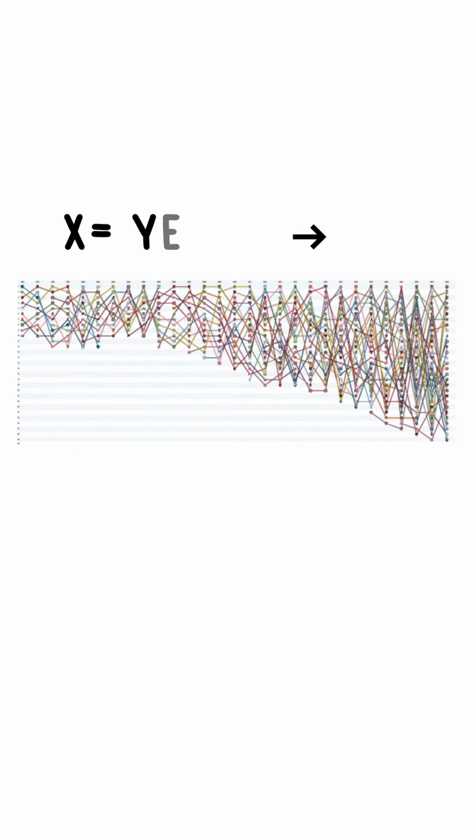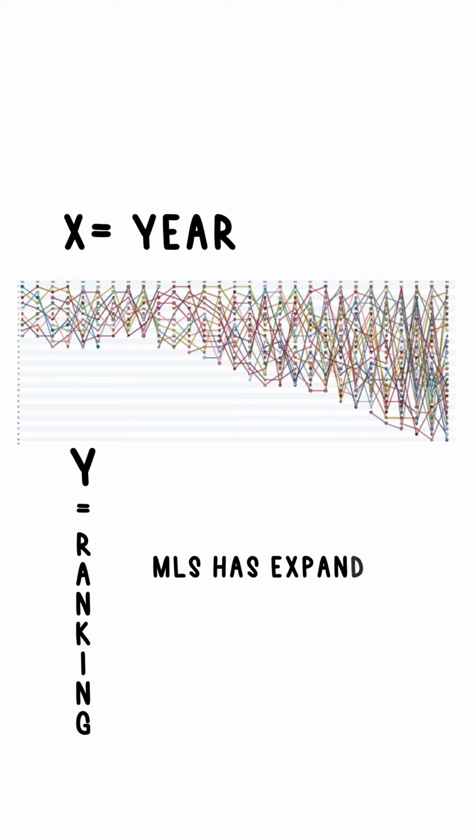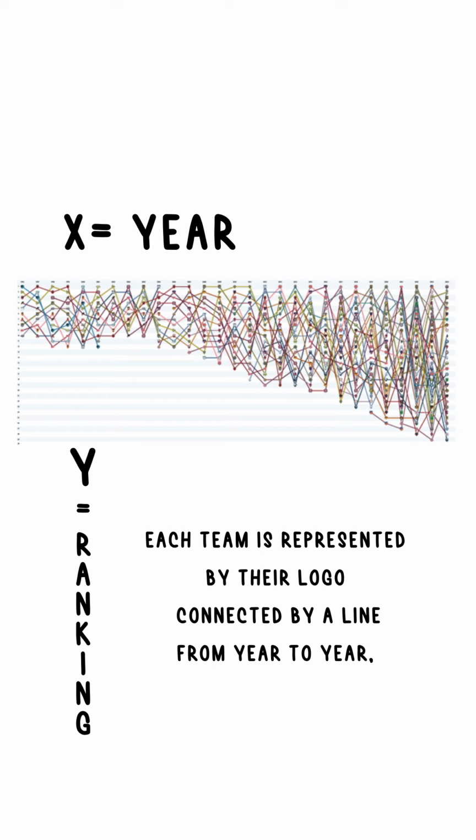The x-axis is year, and the y-axis represents the cardinal ranking of each team in an MLS season, from first to whatever the last place team was that year. The added points over time come from the fact that MLS has expanded to more teams. Each team is represented by their logo, and each team is connected by a line from year to year as their league position goes up and down over time.